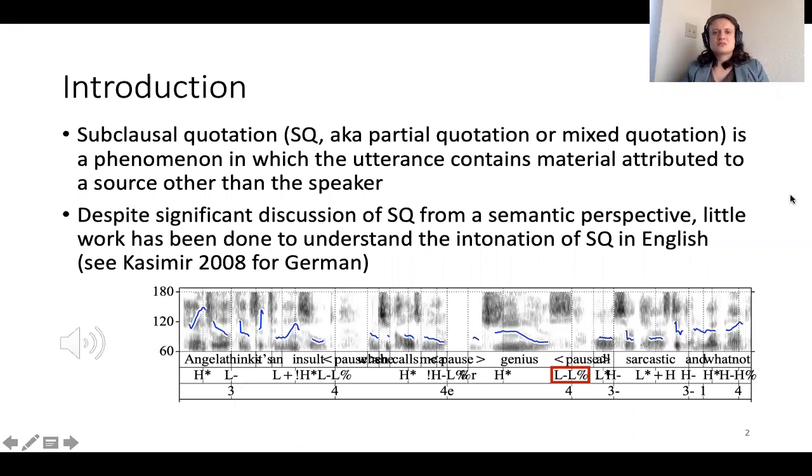Subclausal quotation, which is also known as partial quotation or mixed quotation in the literature, is a phenomenon in which the utterance contains material attributed to a source other than the speaker. Despite significant discussion of subclausal quotation from a semantic perspective, little work has been done to understand the intonation of subclausal quotation in English. I'll play an example now. The word genius in this example is a subclausal quotation.